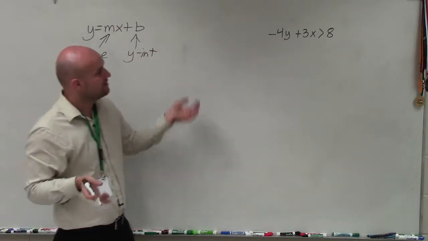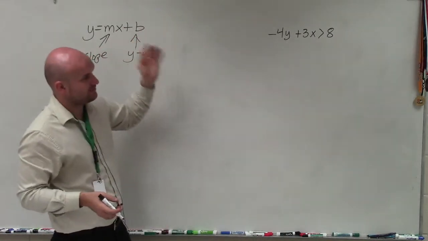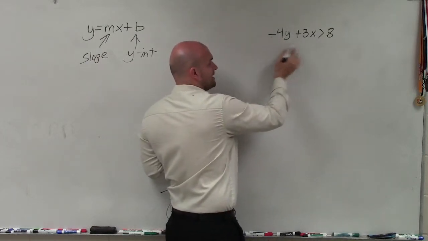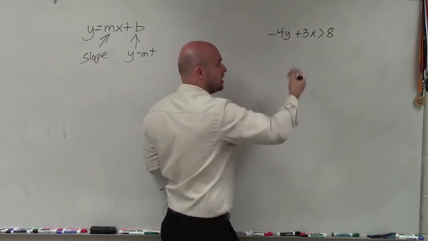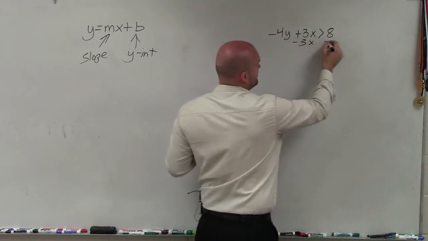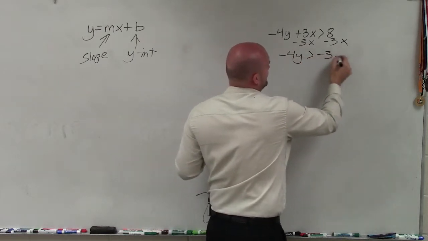and I can quickly graph. So I have to convert this equation from standard form over to slope-intercept form, which means I need to solve for y. I see my y is being multiplied by -4 and being added to 3x. So I need to undo what's happening to the y, and I always undo addition and subtraction first. Therefore, I have negative 4y is greater than negative 3x plus 8.